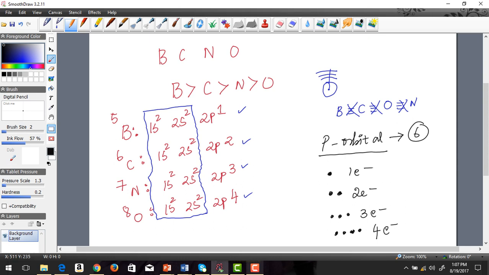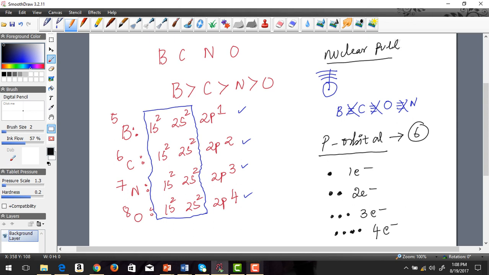And the nucleus loves electrons. The more electrons you have, there's more of what is called a nuclear pull. The more electrons you have, the nucleus pulls the electrons towards itself stronger. So that's why oxygen is the smallest of the bunch and boron is the largest of the bunch.